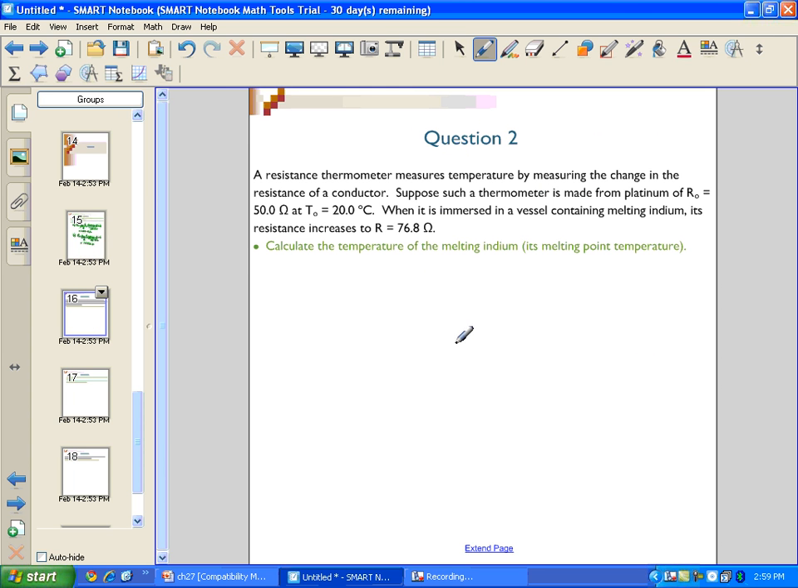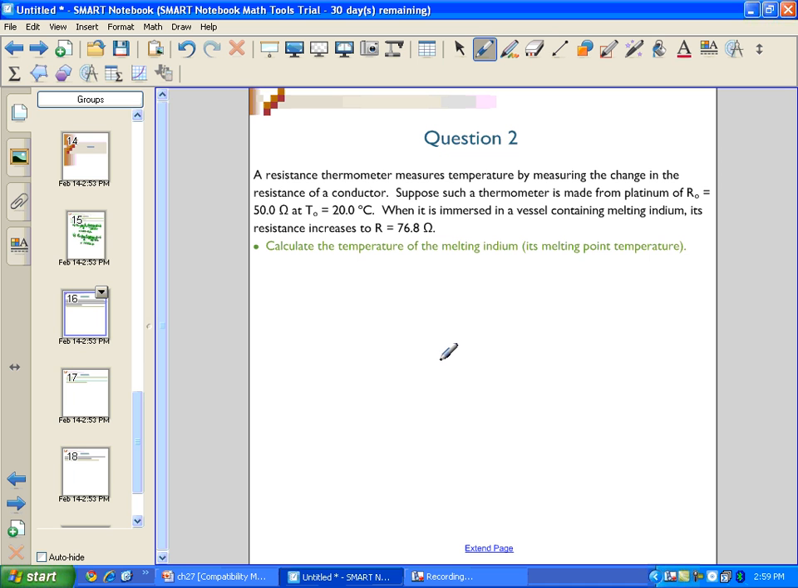Next question. Here we are told that a thermometer used to measure large values of temperature is made out of a resistor whose resistance changes with temperature. This thermometer is made up of specifically platinum, and we know that it has a resistance of 50 ohms at the reference temperature of 20 degrees Celsius.